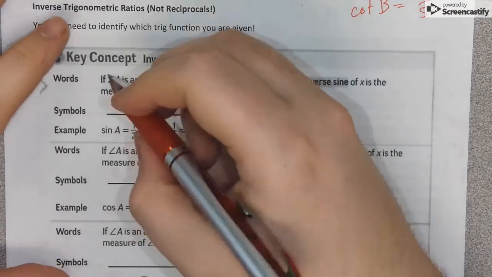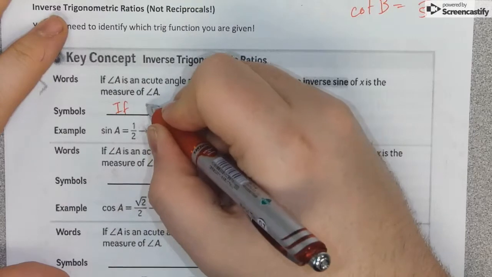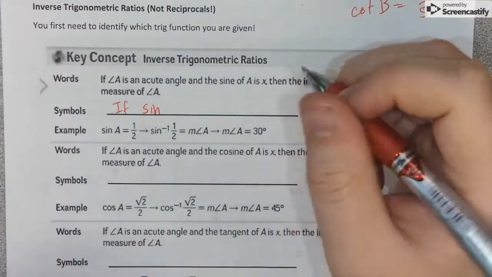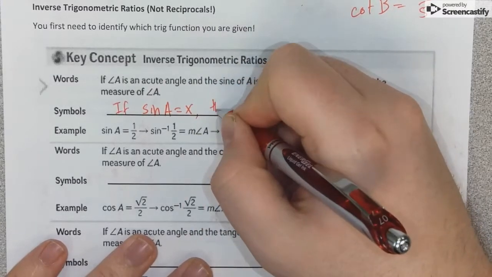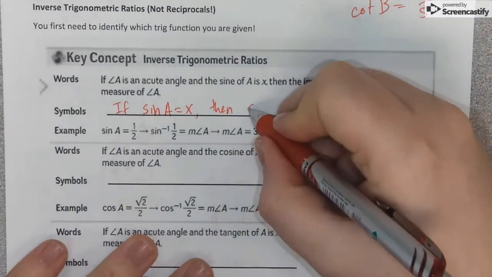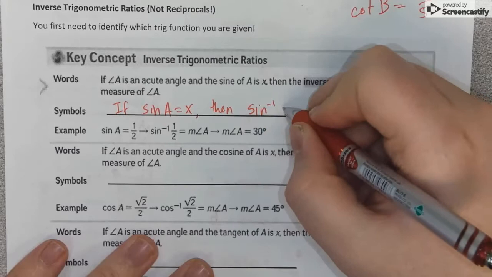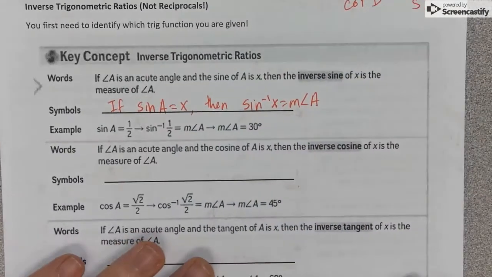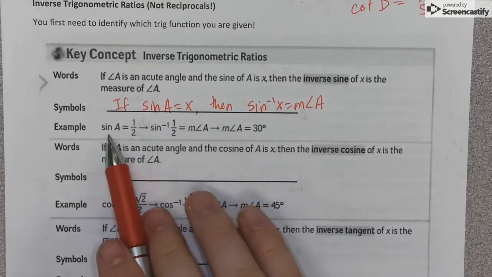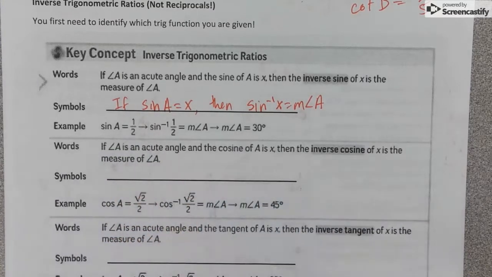So what this says is if sine A equals x, then sine inverse x equals the measure of angle A. And here's an example. It says if sine A equals 1/2, then sine inverse 1/2 is the measure of angle A. And so in this example, you'd get the measure of angle A is 30.